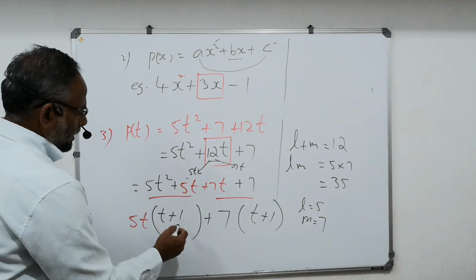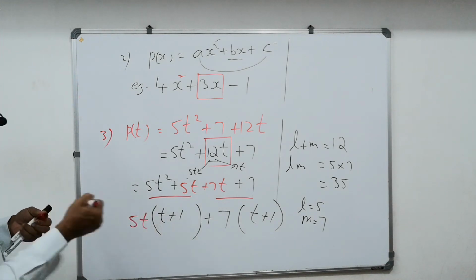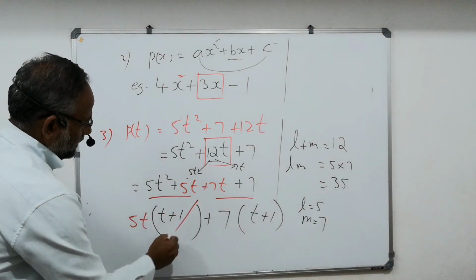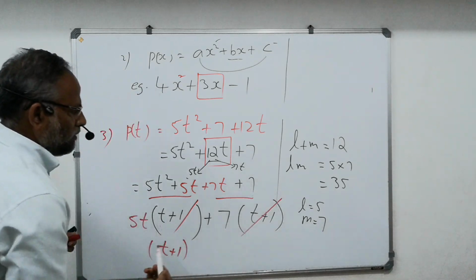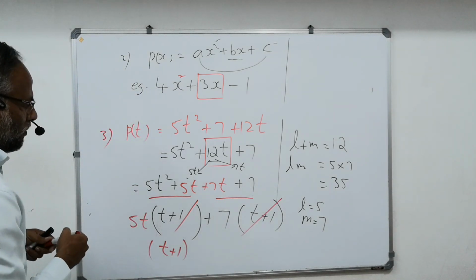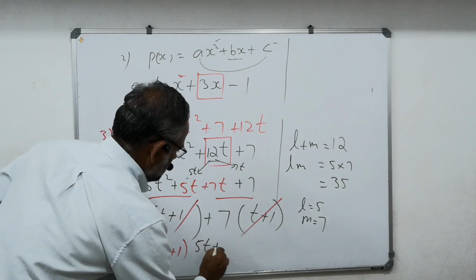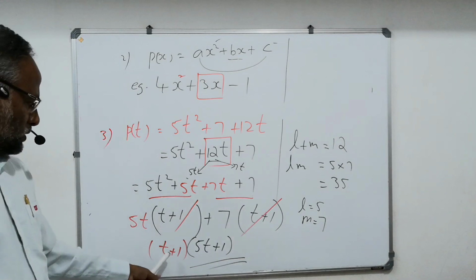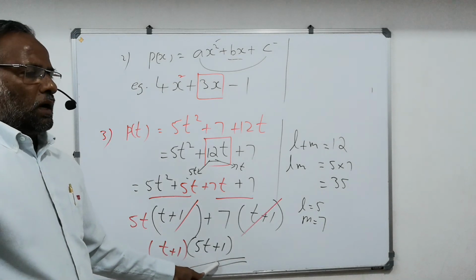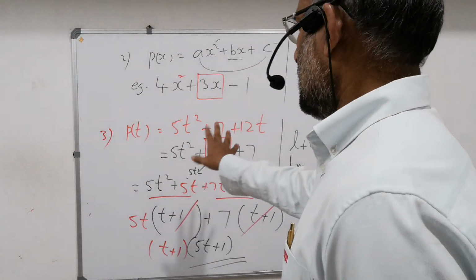Now as before, take outside this t plus 1 from this bag and this bag. Take outside the common t plus 1. What is left there? 5t plus 7. t plus 1 into 5t plus 1. That is the answer. We got the answer: t plus 1 into 5t plus 1. This is the factorization. I think you understood the concept.